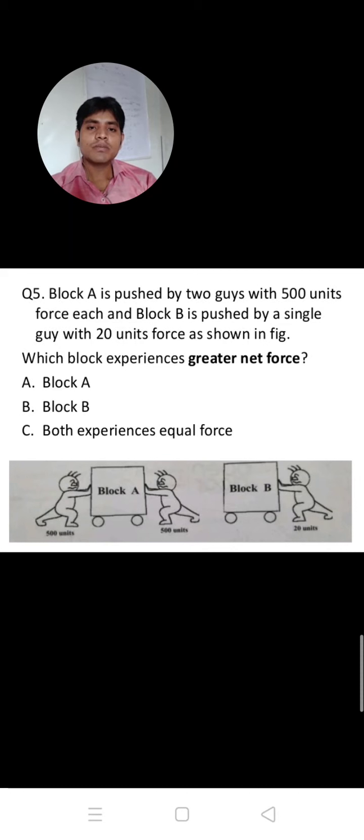Okay, let us see this next example. Block A is pushed by two guys with 500 unit force each, and block B is pushed by a single guy with 20 unit force as shown in the figure. Which block experiences greater net force?